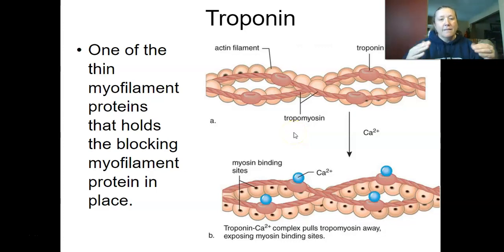You've got the myosin and the actin, which are supposed to work together, but now you've got troponin and tropomyosin that are kind of blocking everything. And so until we get calcium to cause a muscle contraction, we can't have anything happen. All right?